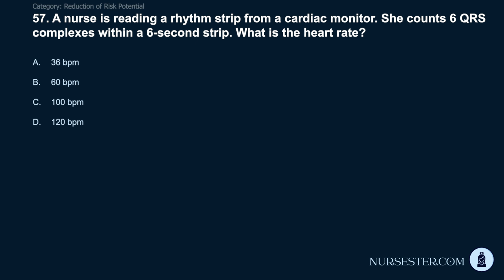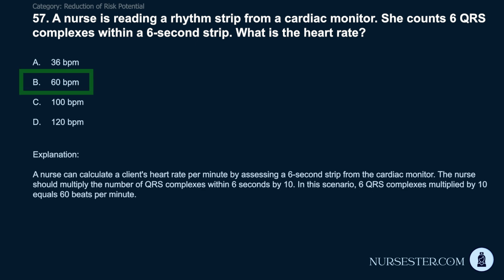57. A nurse is reading a rhythm strip from a cardiac monitor. She counts 6 QRS complexes within a 6-second strip. What is the heart rate? A. 36 BPM. B. 60 BPM. C. 100 BPM. D. 120 BPM. Correct answer, B. 60 BPM.